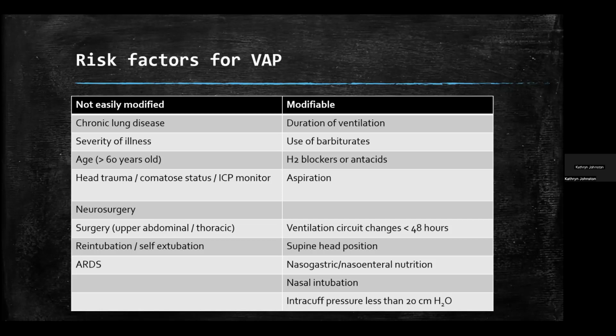And the more frequently that the ventilator circuits are changed, the more frequent changes cause an imbalance in the pressures between the internal and external pressures. And so the ventilator circuit changes should be at less than 48 hours. And we're going to talk about the use of bundles a little further on. And the bundles have been successful in modifying the risk factors and decreasing the occurrence of healthcare-associated infections, or HAIs.